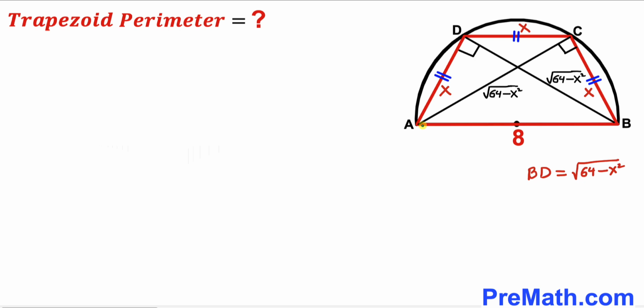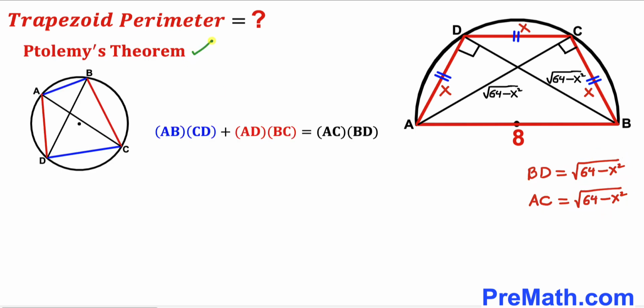So therefore we conclude the length of this diagonal AC is going to be square root of 64 minus x square as well. So therefore we can see that both our diagonals BD and AC are square root of 64 minus x square each. And now let's recall Ptolemy's theorem.